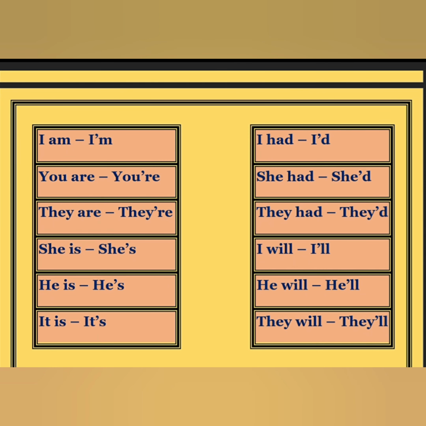Now sometimes we join two words using an apostrophe to make short forms. We omit one or more letters and use an apostrophe in their place. Now children, go through this table.